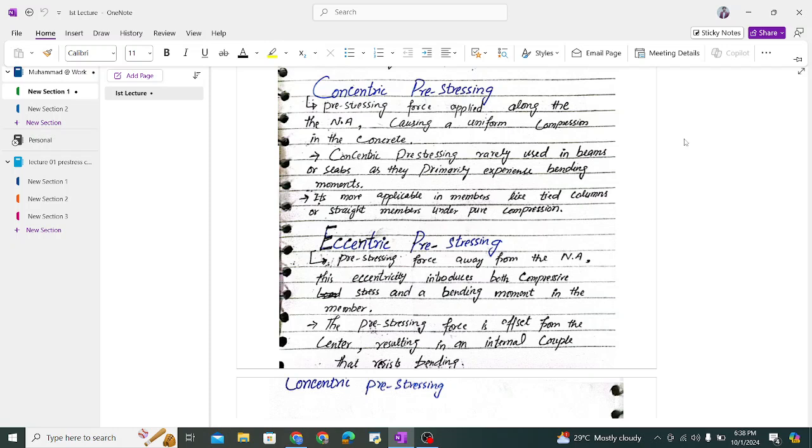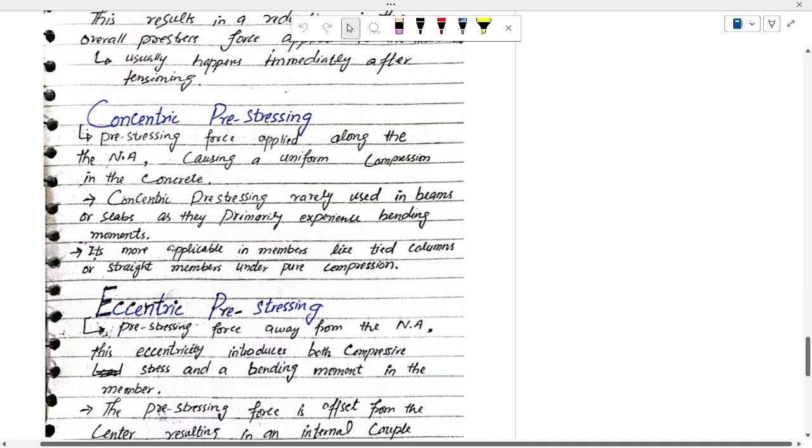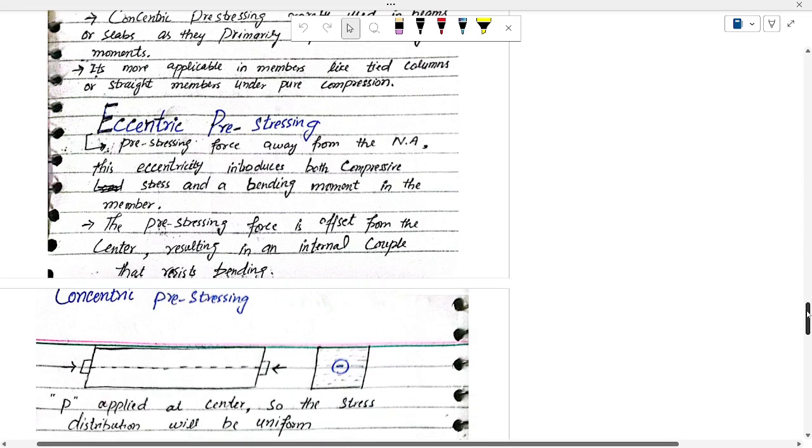Concentric pre-stressing is rarely used in beams or slabs, as they primarily experience bending moments. It's more applicable in members like tied columns or straight members under pure compression.